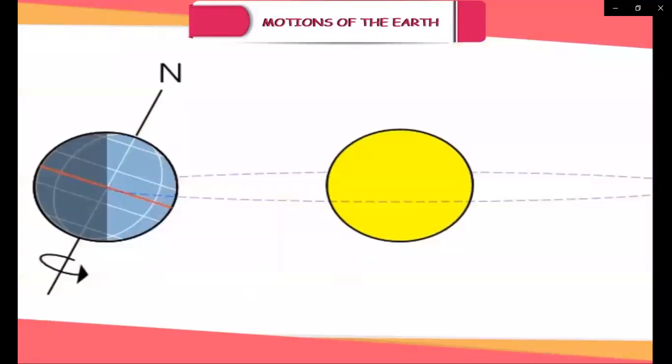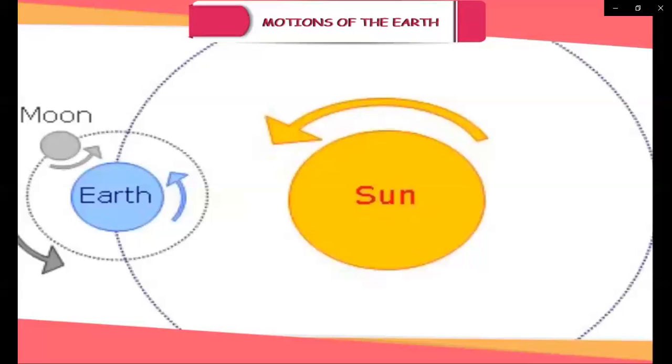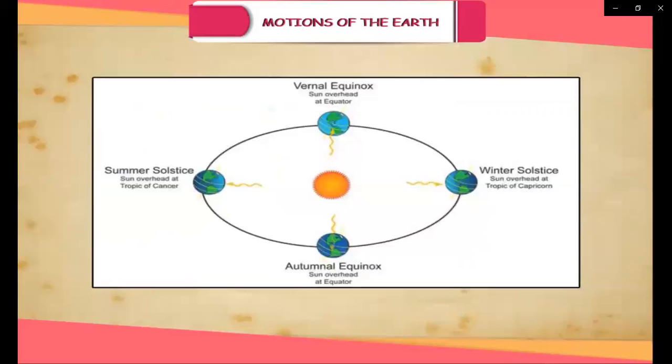Rotation divides the Earth into a lighted half and a dark half. The circle that separates the dark part from the lighted part is known as the circle of illumination. So, we have day as the lighted part and night as the dark part on the Earth. They follow each other in all parts of the Earth.